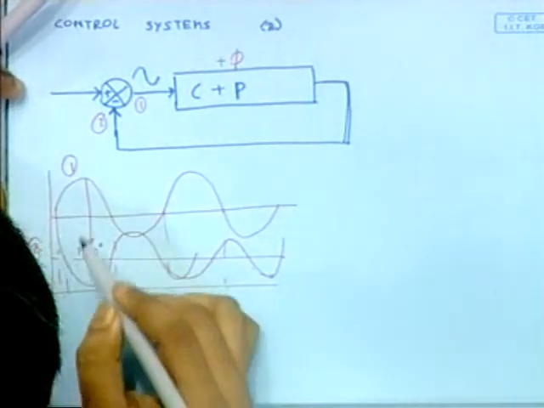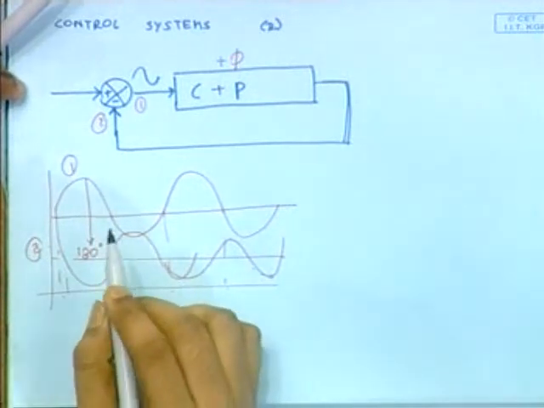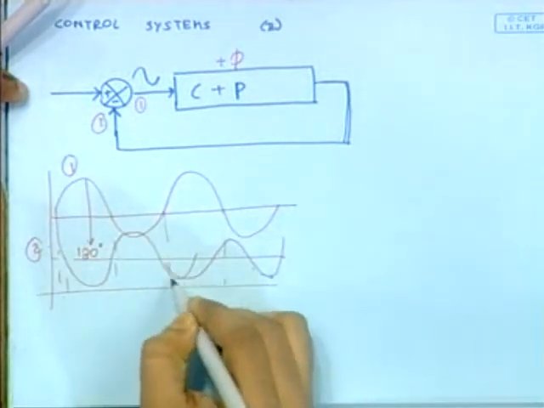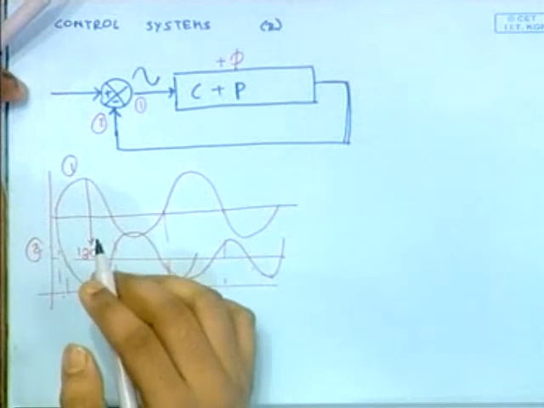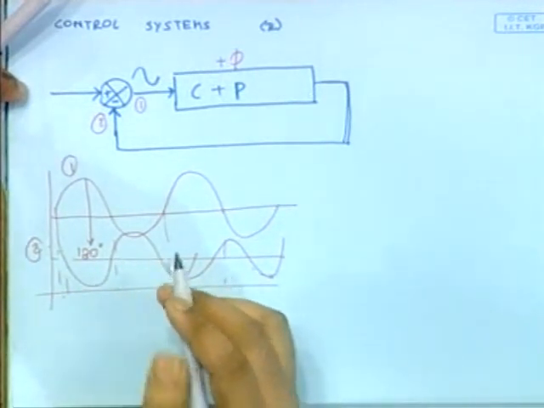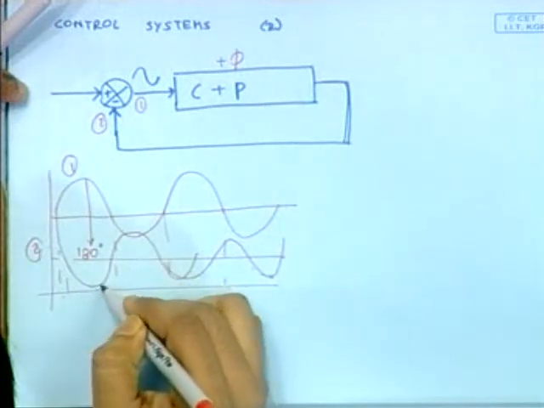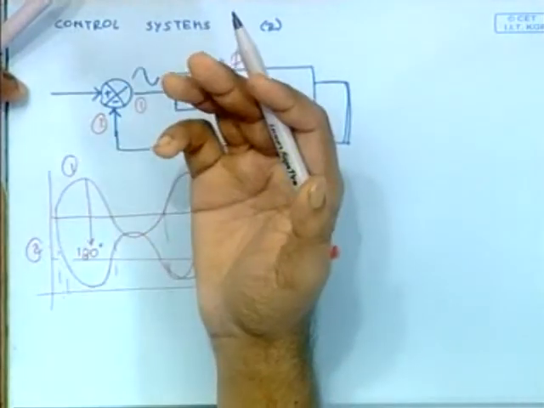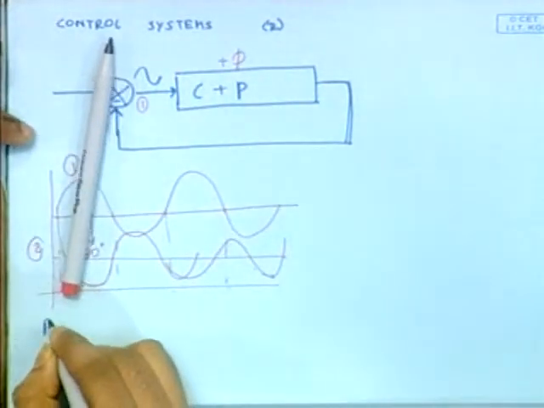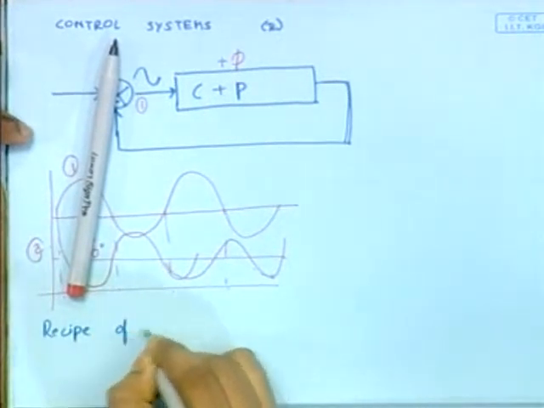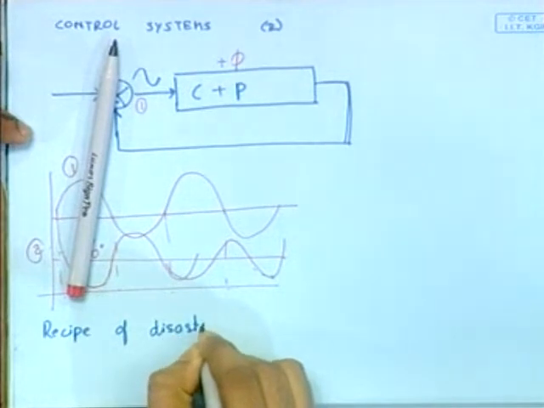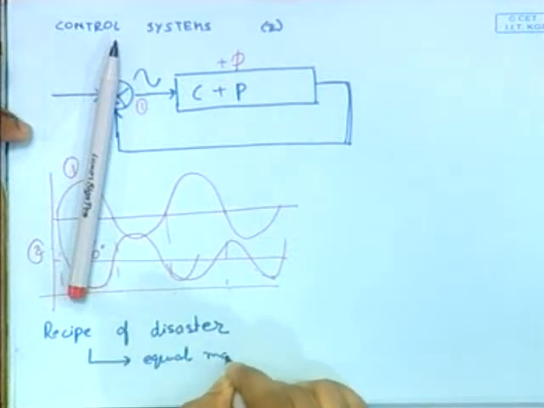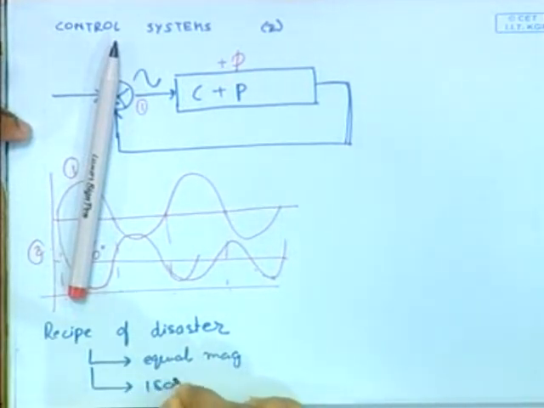Another thing, when I say this positive feedback, you should remember that I consider sinusoid of equal magnitude. If it's a smaller magnitude, it will actually not go on adding that much because it will reduce slowly. So when I consider equal magnitude, that means we are considering a certain frequency in which the magnitude will be equal and the phase will be 180 degrees. So I write recipe of disaster. Recipe of disaster is equal magnitude and 180 degree phase.